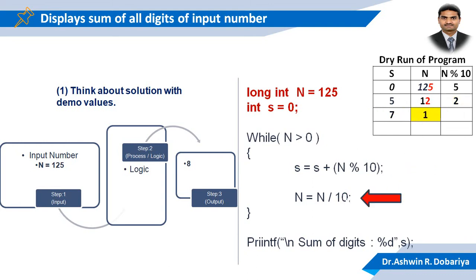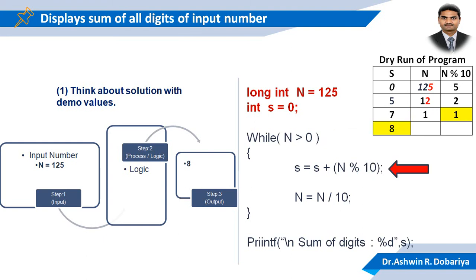So it becomes 1.2 actually. 12 divided by 10 means 1.2, but 0.2 will be ignored because n is an integer and 10 is an integer. So the answer will be an integer. And now the latest value of n is 1. Again the loop is executed and it will verify 1 is greater than 0. Yes, this condition becomes true again. Then it comes over here.